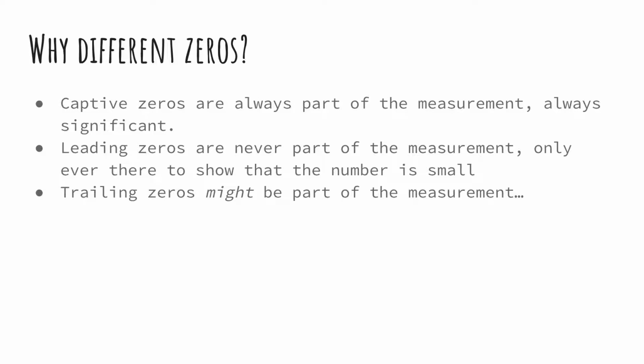So, to reiterate, we have different kinds of zeros because we need to distinguish between zeros that are part of the measurement and zeros that only tell us about the size of the number. Captive zeros are always part of the measurement. Leading zeros are always only there to tell us about size. Trailing zeros might be part of the measurement, might be there for size. That's why we have different rules for them.